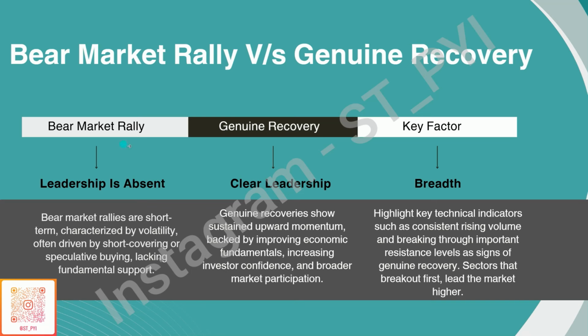When the bear market was going on, which sectors were trying to resist? Banks, finance, chemicals, fertilizers, metals, financial services. These sectors were resisting the fall. And which sectors have started moving up first? The answer is very clear. So we are somewhere in the genuine recovery phase, as per my understanding.